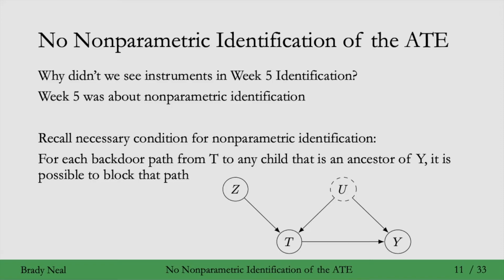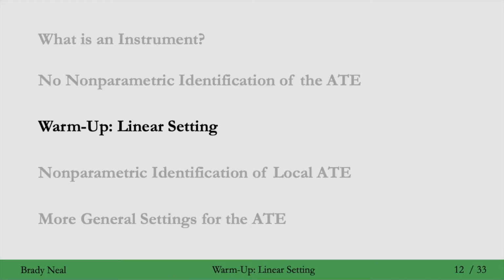For example, instruments might look a bit similar to the mediators in the front door criterion, but we don't have nonparametric identification when we have an instrument, whereas we do have nonparametric identification when we have the front door criterion satisfied. So while we can't get identification if we don't make any assumptions about the parametric form of the structural equations, we can fairly easily show that we can get identification if the structural equation for the outcome Y is linear. So we'll use that linear setting as a warm-up now.